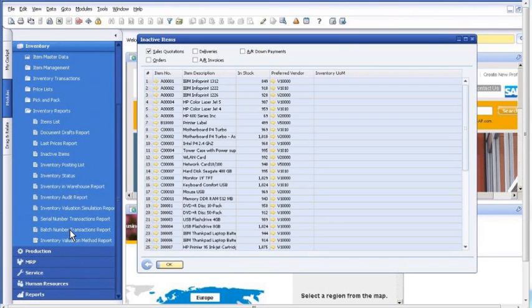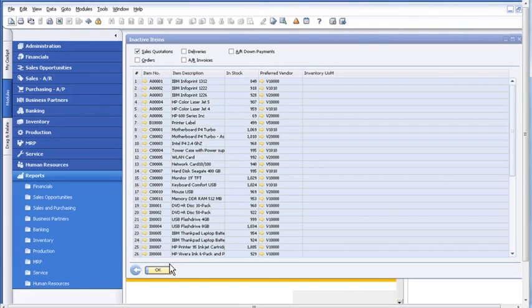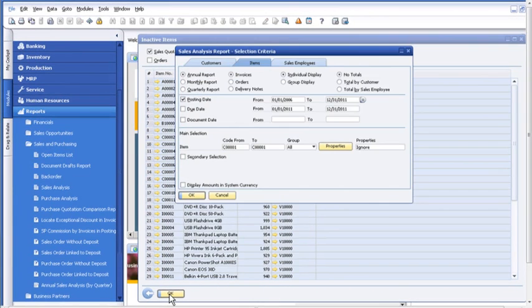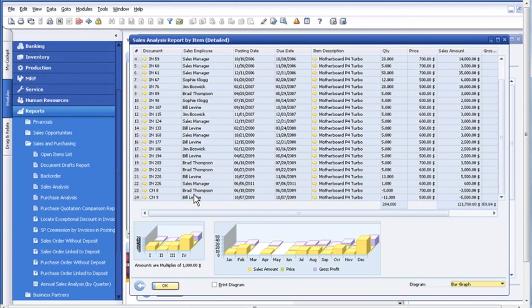You can search by date, item number, and item group number to get a more detailed analysis. You decide to search from the beginning of the year. On the inactive items list, you see several products with high inventory quantities, so you decide to look more closely at the sales of the motherboard P4 Turbo. Pulling a report will help to determine if sales of the product justify these inventory levels.